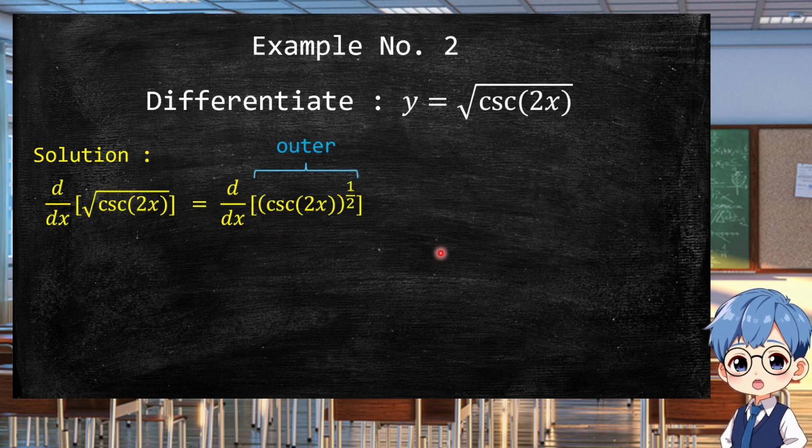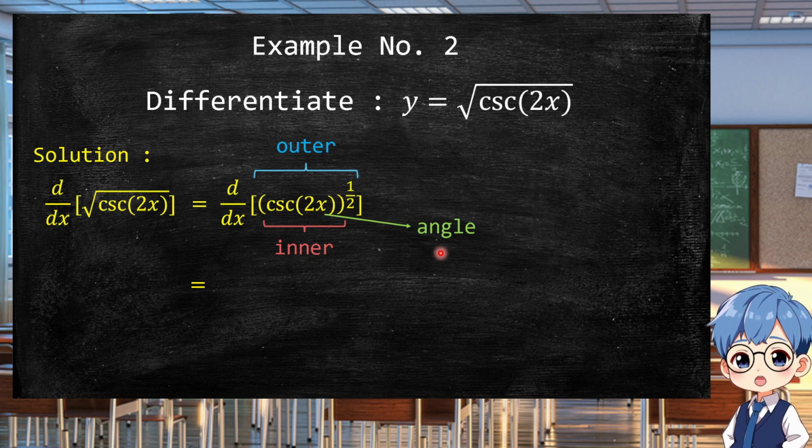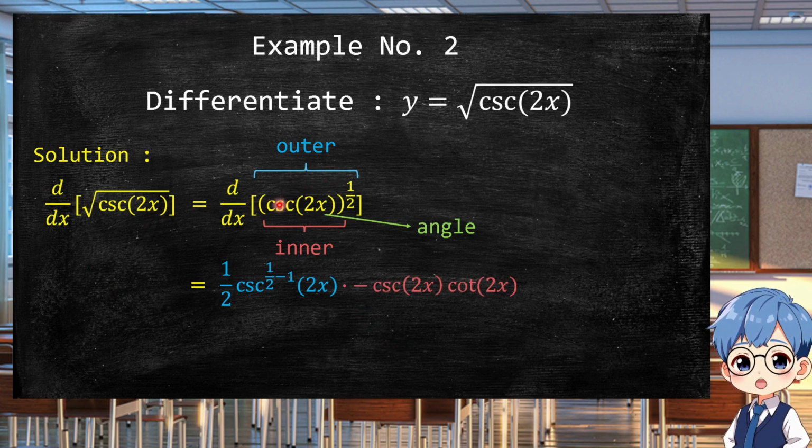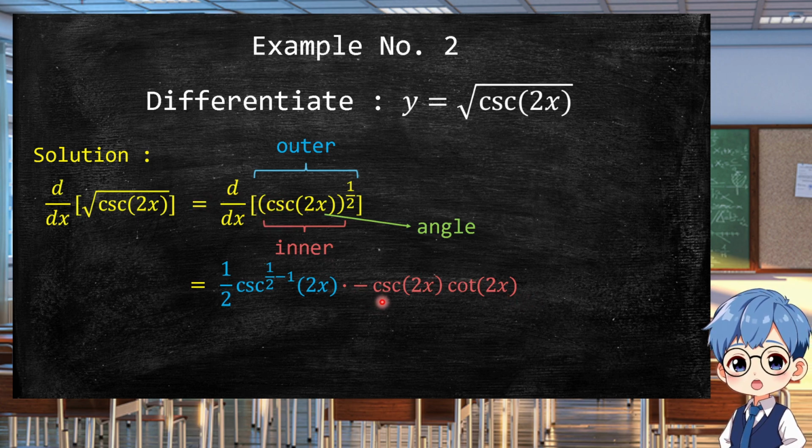Once again, we have the outer function, the inner function, and lastly the angle. Let's start with the derivative of the outer. We simply bring down 1/2 and subtract 1 from the exponent, 1/2 minus 1. Again, we can rewrite it in this manner. Copy the angle here. This is the derivative of the outer, times the derivative of the inner. Take note, the derivative of cosecant is negative cosecant cotangent. So we have here cosecant 2x cotangent 2x, and of course, according to the formula, negative.